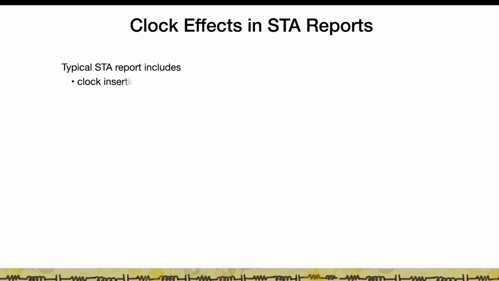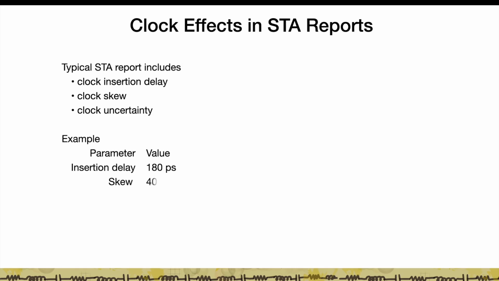When you open a real STA report, you'll see the clock network's contributions laid out explicitly. For any timing path, the report shows the clock insertion delay at both the launch and capture registers, the computed skew between them, and the uncertainty margin applied. A typical example might show insertion delay of 180 picoseconds, a skew of 40 picoseconds, uncertainty of 25 picoseconds. That 25 picoseconds of uncertainty alone is costing you more than many logic gates put.